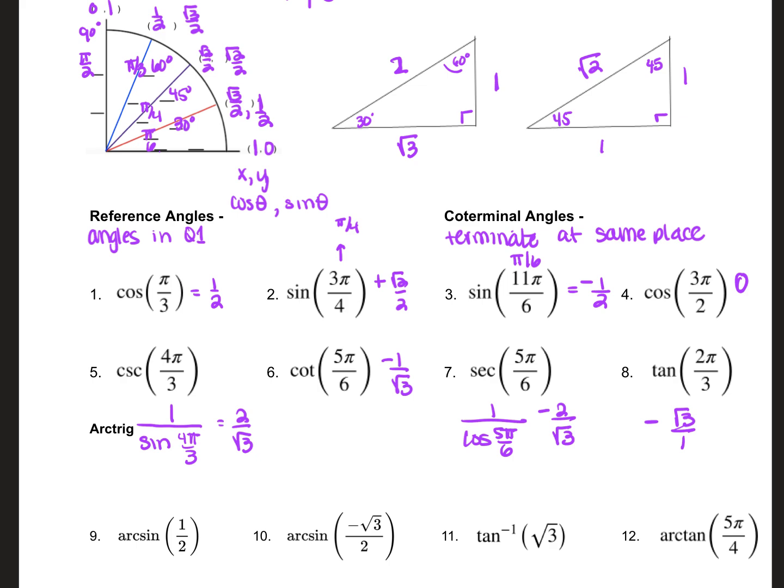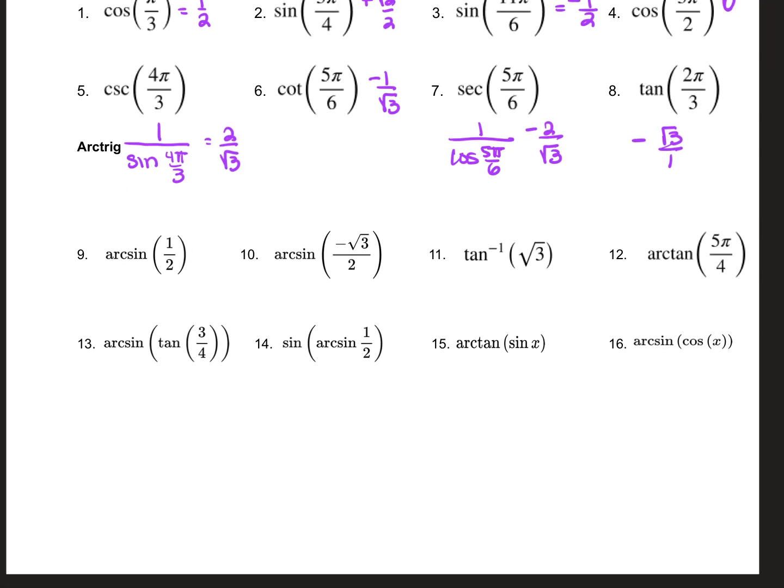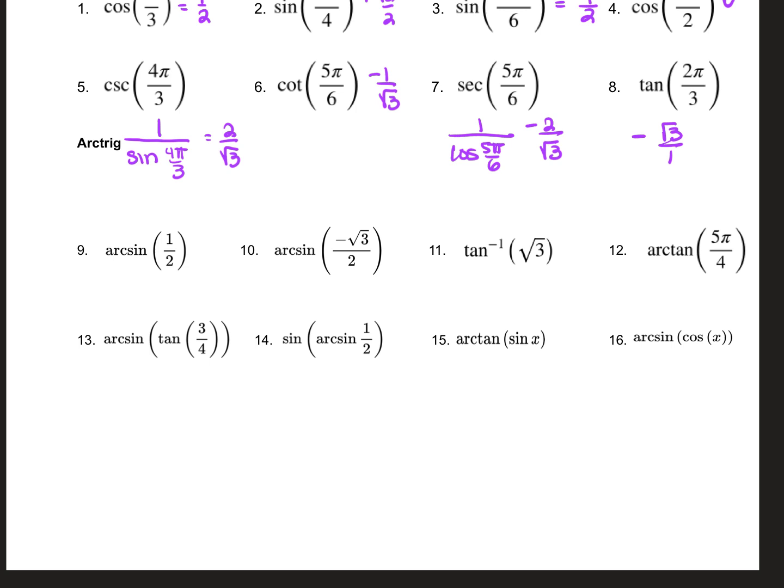All right, so now the arc trigs. You're going to do the exact opposite of what you did before. So this time, this right here is your ratio of the sides of the triangle. And what you want to give back is the angle. But we want answers that are going to be unique. So if we're talking about arc sine, we only want our answers between negative pi halves and pi halves. That's the same thing for arc tangent.